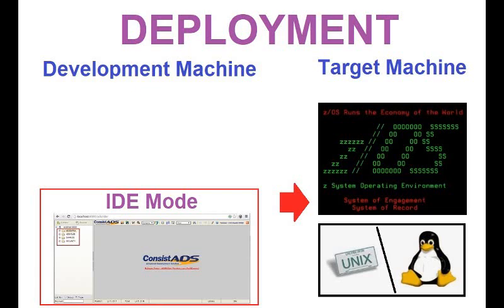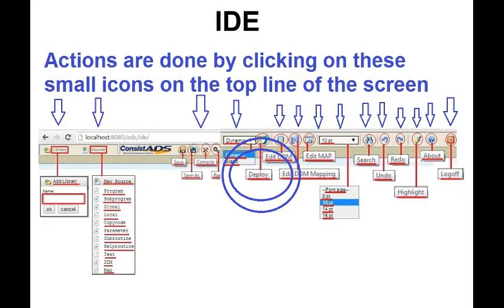The second way of deploying Natural programs onto a target machine is called IDE mode. After using the ADS IDE to translate the Natural program, click on the deploy icon on the top line of the IDE. This uses FTP to send the translated program to the target machine.